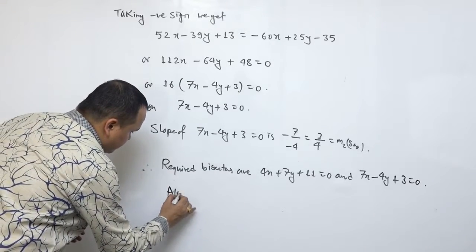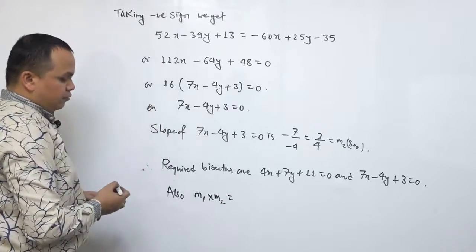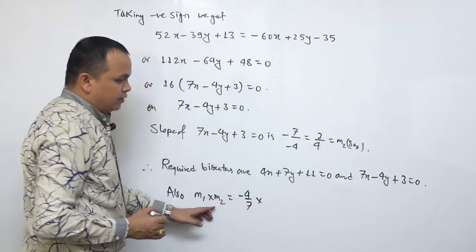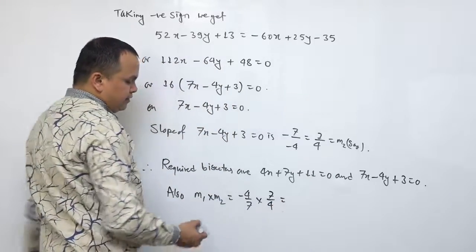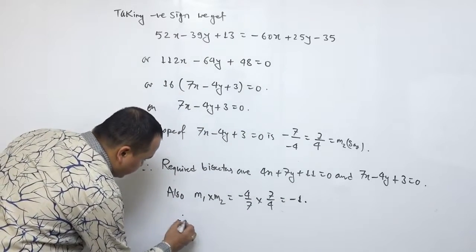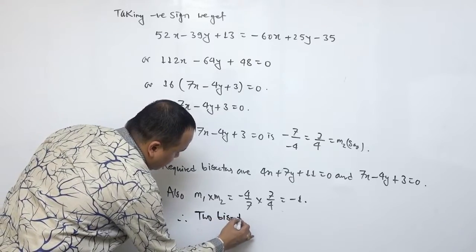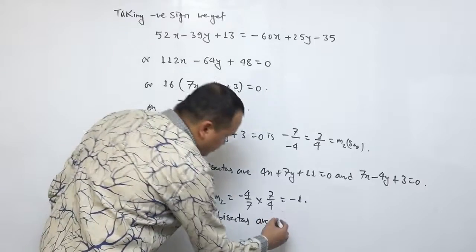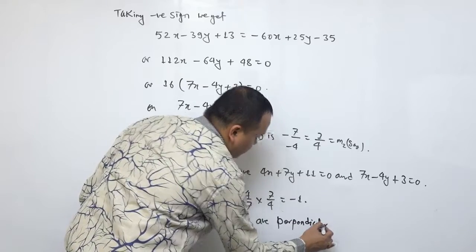Also, m1 into m2. We have m1 is minus 4 by 7 into m2 is 7 by 4. 4 4 cancel, 7 7 cancel, which is minus 1. Therefore, the two bisectors are perpendicular to each other.